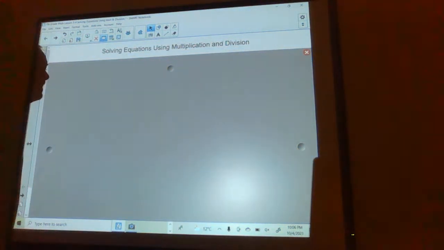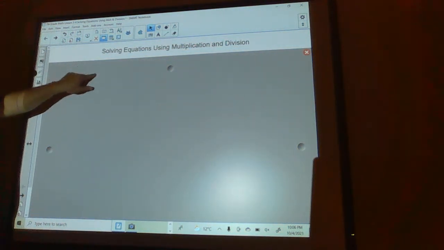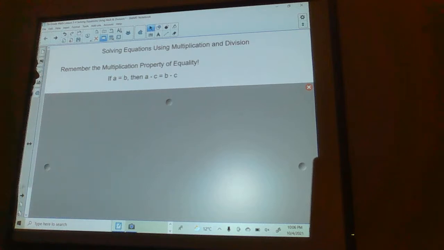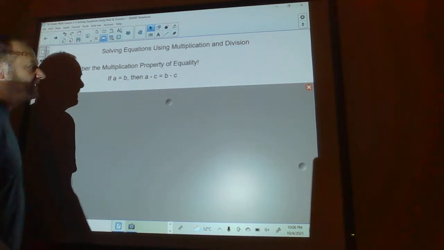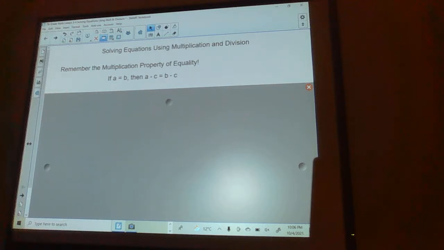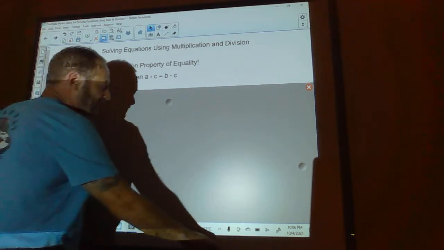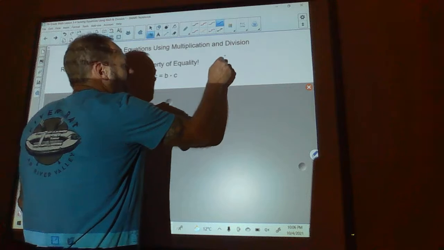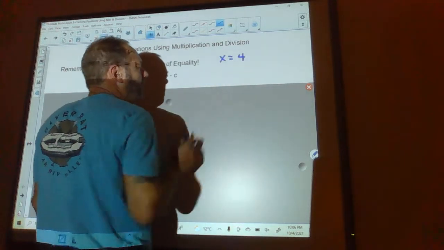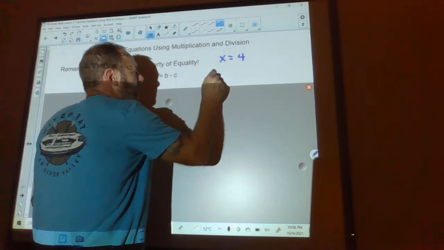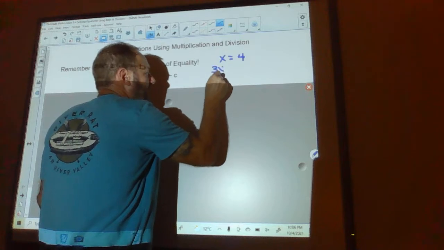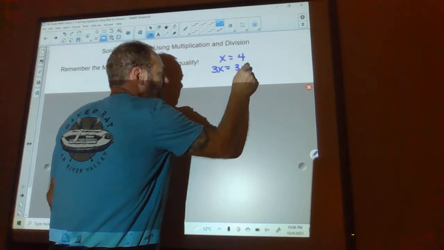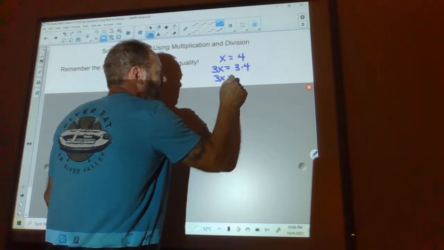Hey everybody, today we are going to talk about solving equations using multiplication and division. So we've got to remember our multiplication property of equality. It says if A equals B, then A times C equals B times C. So that would be something like this. If X equals 4, and I multiply both sides by 3, 3X would equal 3 times 4, so 3X would equal 12.